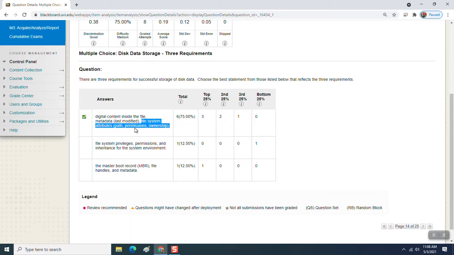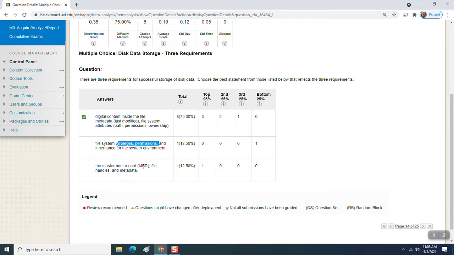And this is the only answer that comes close. File system privileges, permissions, and inheritance for the system environment. Yeah, I used this term inheritance. I borrowed that from an operating systems course. But whether or not inheritance is turned on or off is not always relevant when it comes to disk capture. System privileges and permissions, that's only one part. That's only one of 3 components you're interested in.